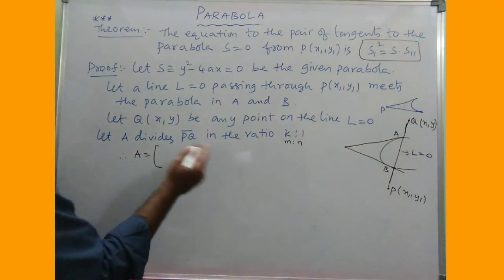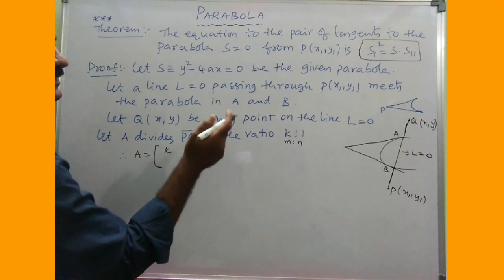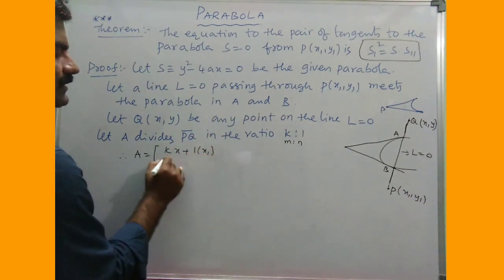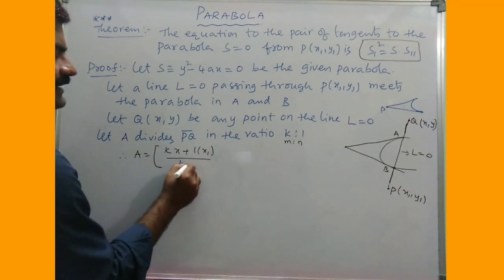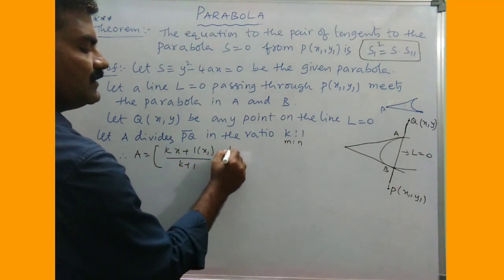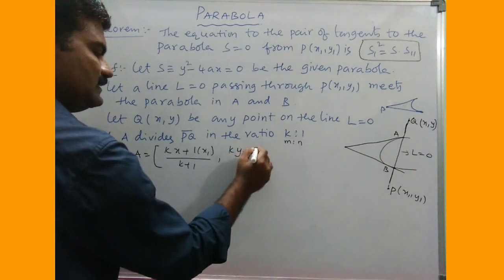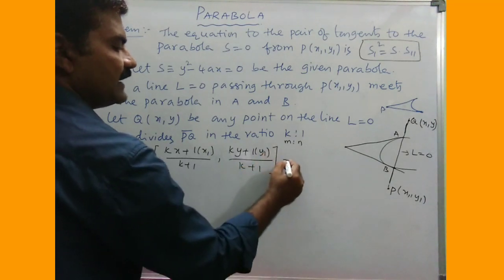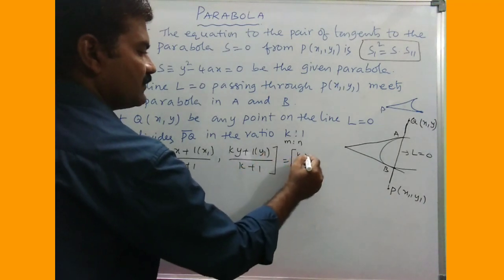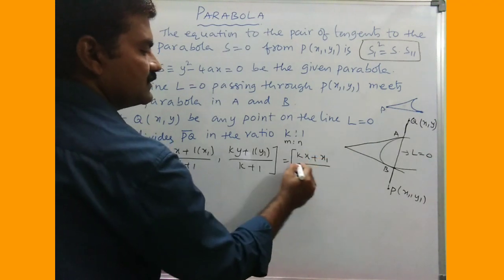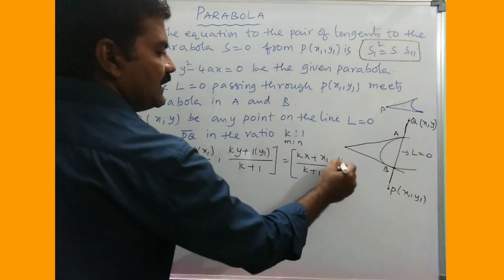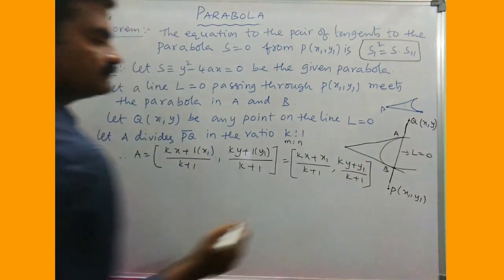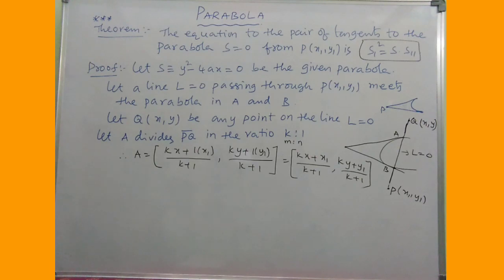So m x2, that is k into x2, is nothing but q, no? That is (k into x plus 1 into x1) by (m plus n), which is nothing but k plus 1, comma, (k into y plus 1 into y1) by (k plus 1). Hence the coordinates of A are (kx plus x1) by (k plus 1) and (ky plus y1) by (k plus 1). Right? So these are the coordinates of A.